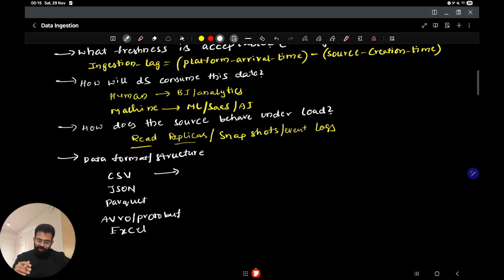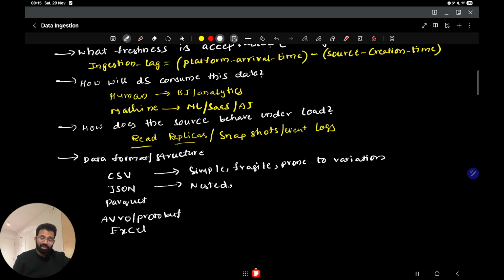Whenever we are talking about CSVs, to put it in simple words, they are simple, but actually super fragile, and they are prone to variations. If I talk about JSON, most of the time it will be nested, sometimes deeply nested, and of course it supports dynamic schemas.